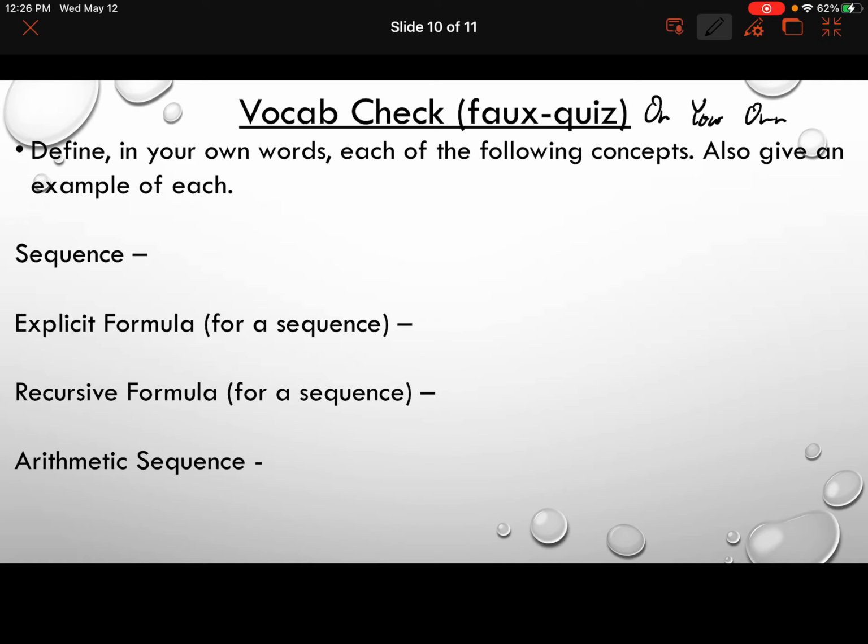So just a quick vocab check to make sure you're familiarizing yourselves with all the different vocab words we've learned this past week or so. Otherwise, that is the end of the lesson. So like I said, make sure you complete those on your own problems.